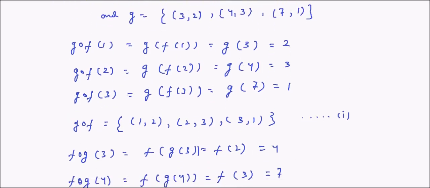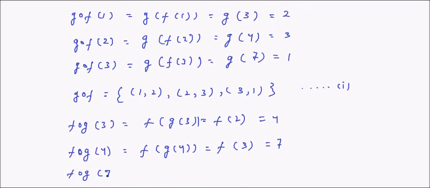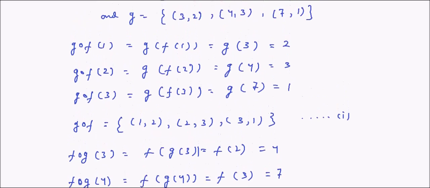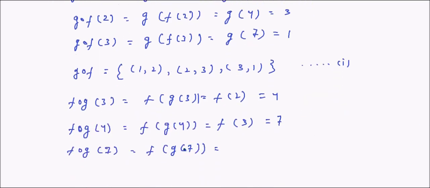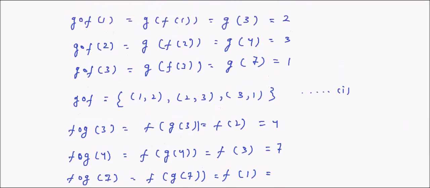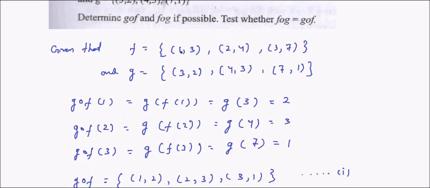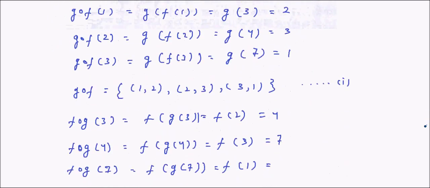Next, the domain element is 7. f of g of 7 is equal to f of 1, because the image of 7 under function g is 1. Therefore g of 7 is equal to 1 and f of 1 is equal to 3, since the image of 1 under function f is 3.